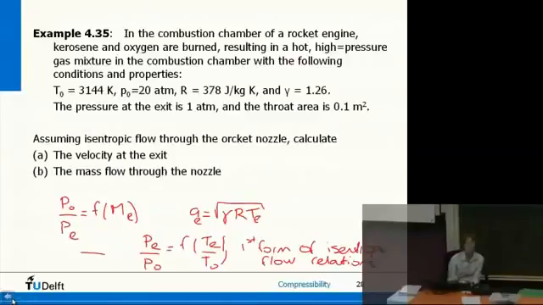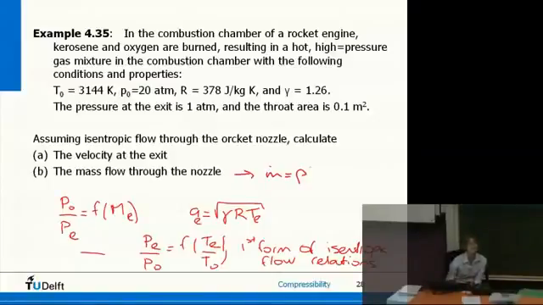Now B, the mass flow through the nozzle. Mass flow. What's the definition of mass flow? Rho V times A. Rho VA. Great. So rho AV. Any suggestions where we do this? It is constant, so it doesn't matter, right? Mass flow at any cross-section is the same.